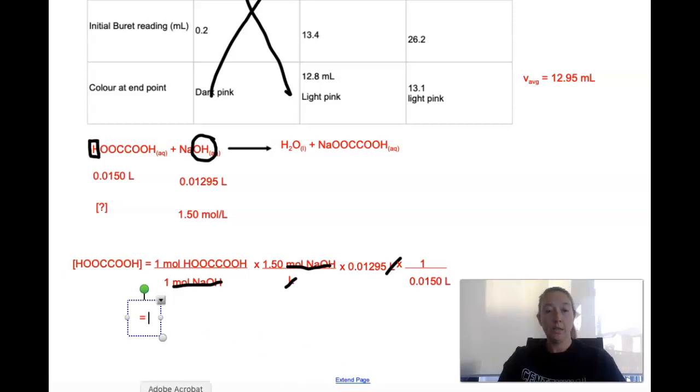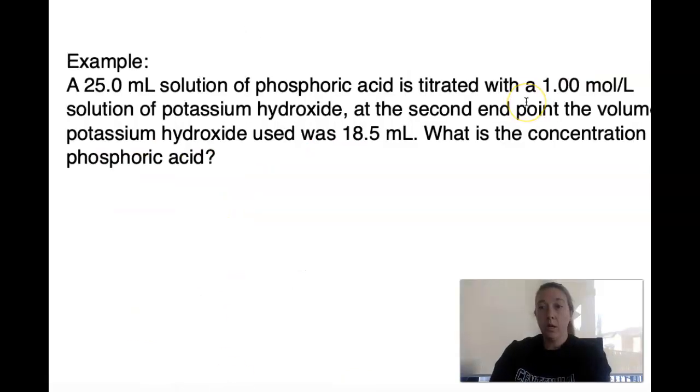We are going to get the concentration is 1.30 moles per liter, because we can have 3 significant digits. Okay, so here's another example.